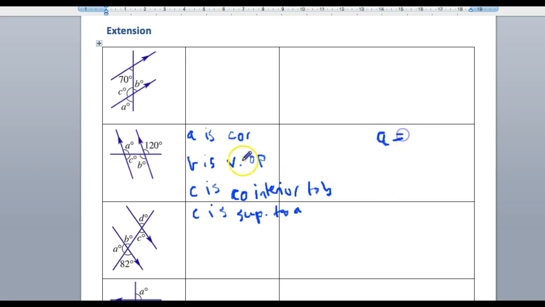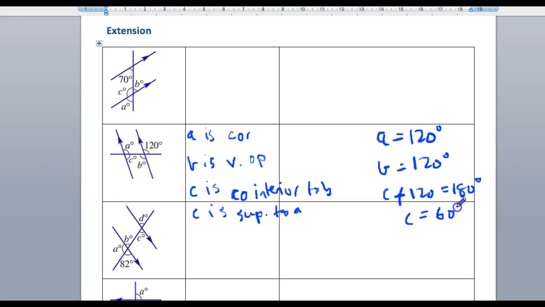So A, if they're corresponding parallel lines, the angle's the same. Vertically opposite, okay, so vertically opposite angles are also the same. And then C, co-interior, they have to add up to 180. So you can either do supplementary, which also has to add up to 180. So C plus 120 equals 180. So that means C has to equal 60 degrees.